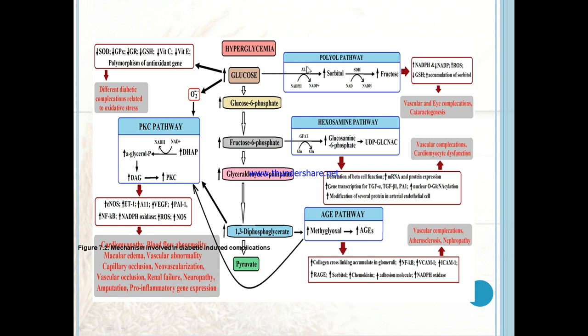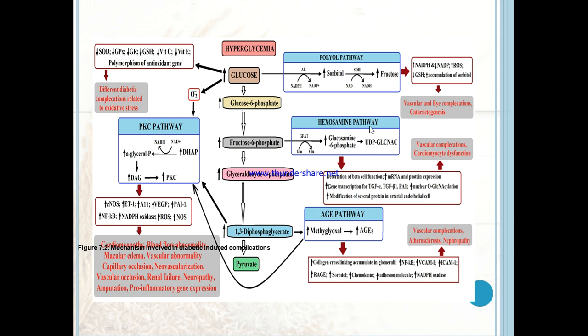Similarly, if we see the polyol pathway, through this sorbitol is produced, and through this there is again increased production of sorbitol due to the high level of glucose in diabetes mellitus. So it will cause an increase in NADPH consumption, a decrease in NADP. ROS will increase, GSH will decrease. As a result, they will cause different vascular and eye complications or diseases.